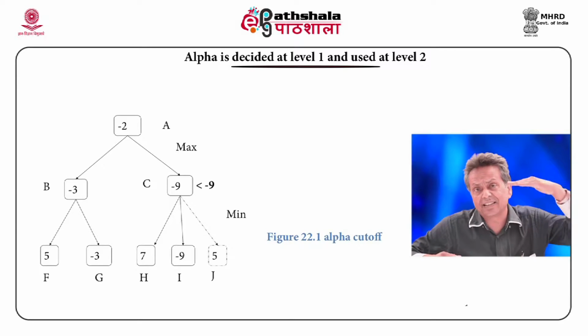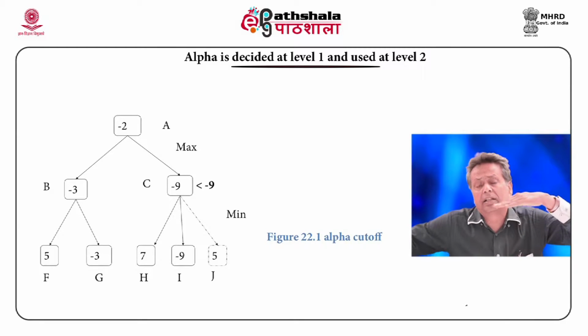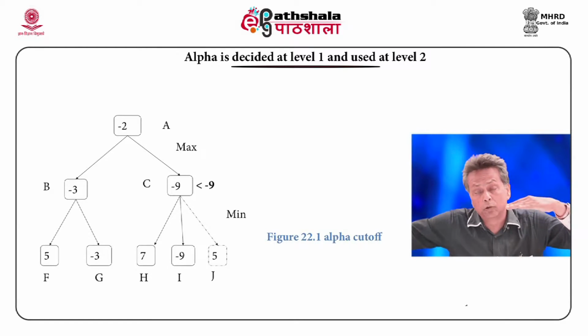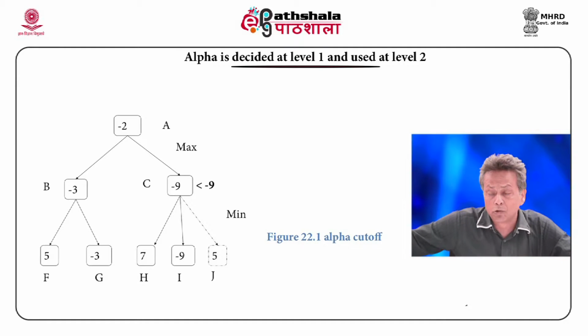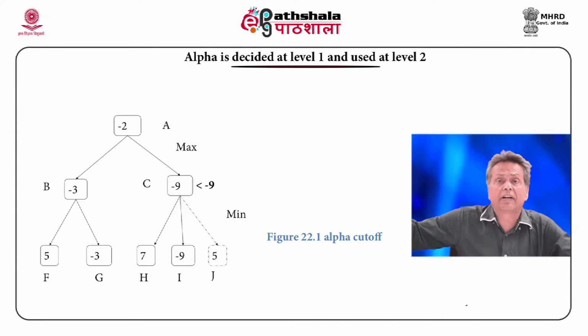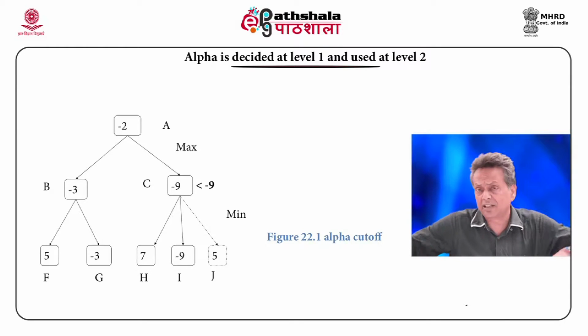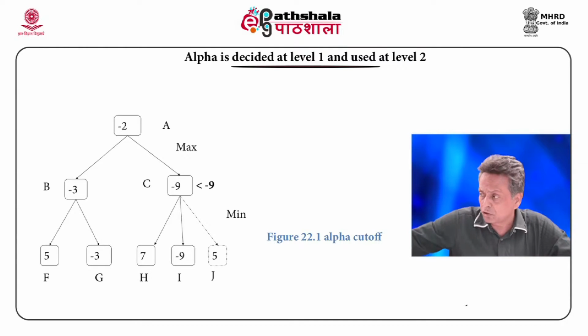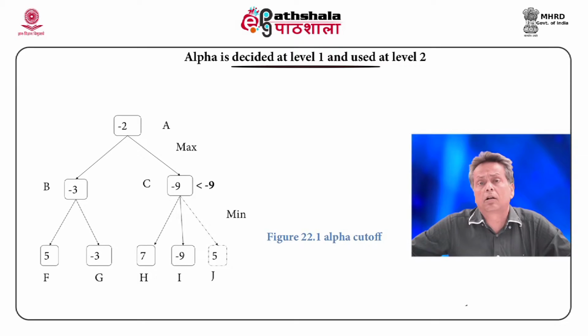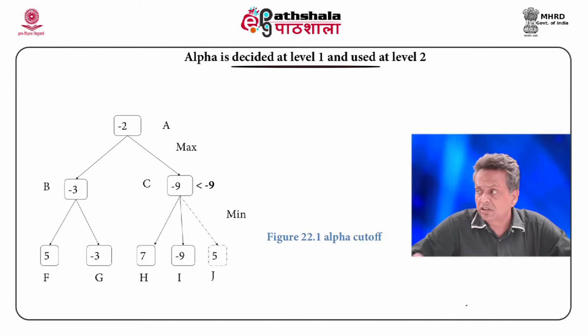So this is the highest value threshold that I am guaranteed, -3. If I get more, I will use it, otherwise I won't. Okay, I won't choose that. So I will not choose C. If I guarantee -3 from B, there is no point choosing C. So there is no point exploring any other node after I. So this is alpha cutoff.